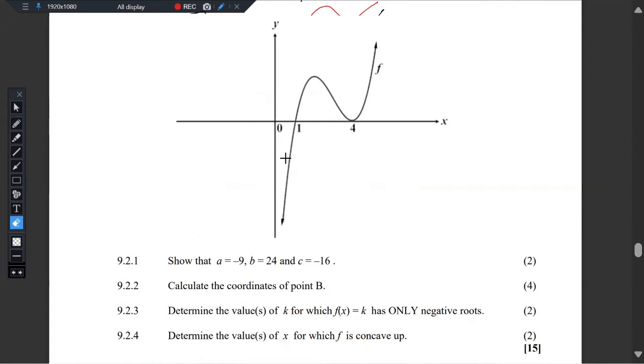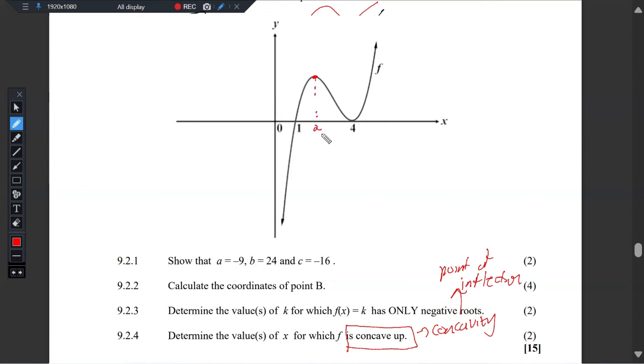Then, okay, 9.2.4 says, determine the values of x for which f is concave up. Now, remember, anything to do with concavity, you have to consult the point of inflection. So that is always the trick. Now, I have a much easier way to find the point of inflection. If you understand that the point of inflection is just the midpoint of the x-coordinates of the turning points, then you can easily get the x-coordinate of the point of inflection.